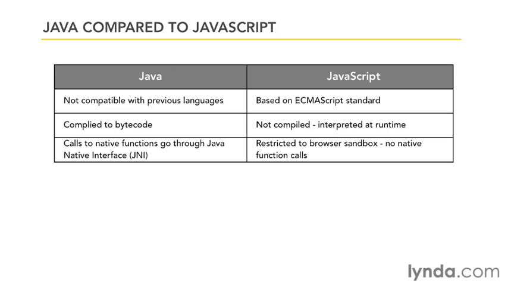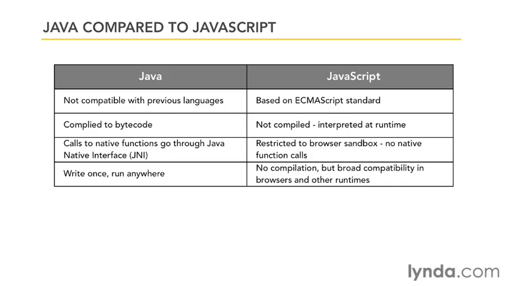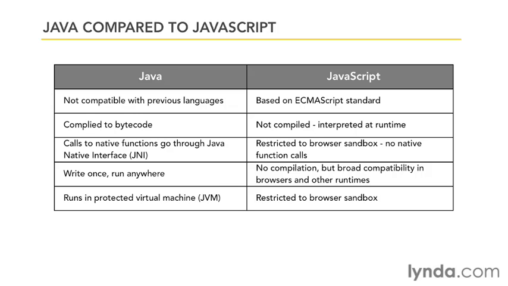Java can make native function calls through the JNI interface, while JavaScript, at least as it's implemented in a browser, is restricted to something called a browser sandbox. It can only play in the sandbox, and it can't make native function calls. Java is write once, run anywhere. JavaScript is even more portable in the sense that it has broad compatibility in many browsers and many operating systems. Java runs in a protected virtual machine, but you have to explicitly have that virtual machine installed. And in a similar fashion, JavaScript is executed by the browser and restricted to that browser sandbox for security.